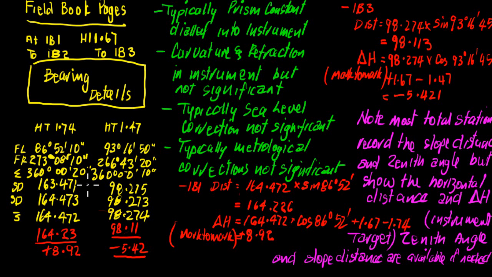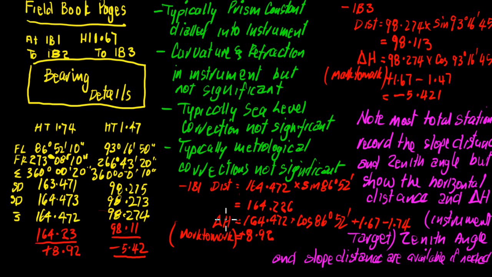10 seconds. Take 10 seconds off each one, so that would give us a zenith angle on face left of 86.52, and then we've got two slope distances there, so we just mean those: 164.472. Okay, now we go and reduce that. So 164.472 is our mean slope distance times our corrected zenith angle 86.52 gives us a slope distance of 164.226, which I round to the nearest centimetre, 164.23.